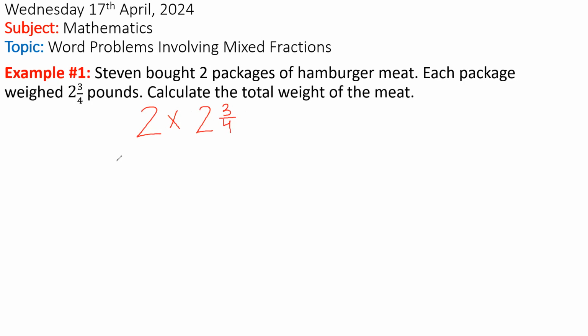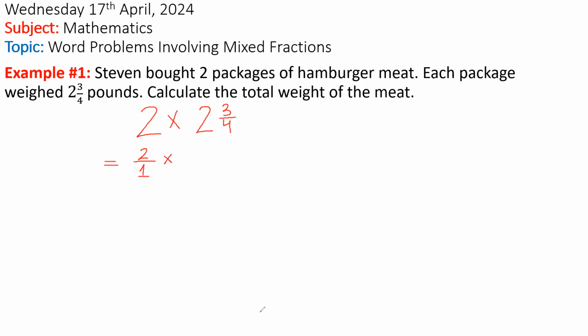Now, in order for us to do this, what is the first thing that we have to do? We have to take the whole number and change it into a fraction, right? So it's going to be 2 over 1. 2 over 1 multiplied by 2 and 3 over 4.